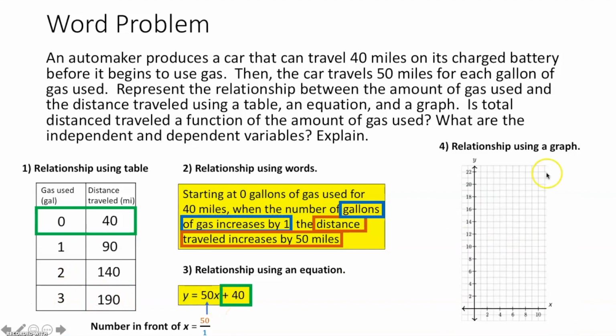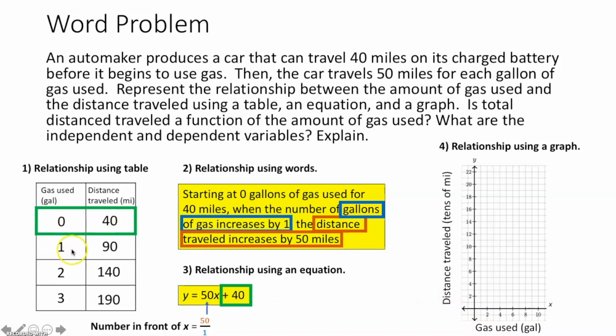Sweet! Now what we can do is graph this. Now how do we graph it? Well, the independent variable is the variable that we change every time. So we are changing the amount of gas because we are using a different amount of gas every time. So that's going to be our X value. And that would make the distance traveled our Y value, because the distance traveled depends on the amount of gas used, meaning the distance traveled is the dependent variable and the amount of gas used is the independent variable, meaning that yes, the distance traveled is going to be a function of the amount of gas used.